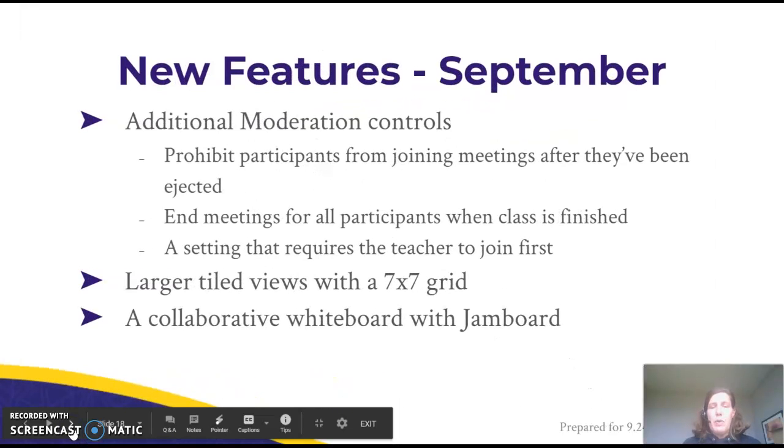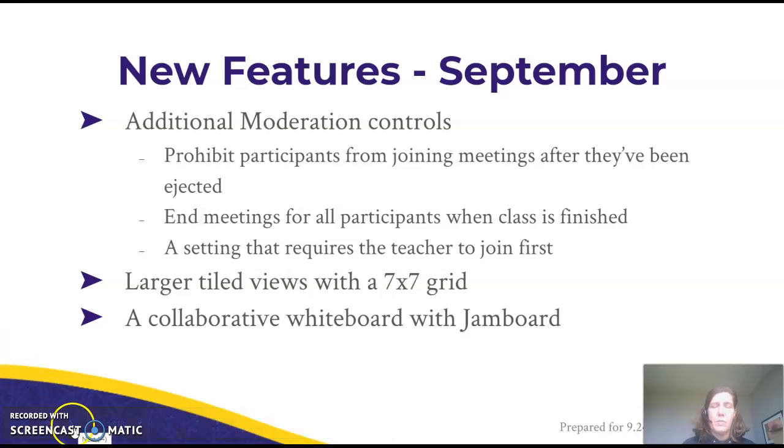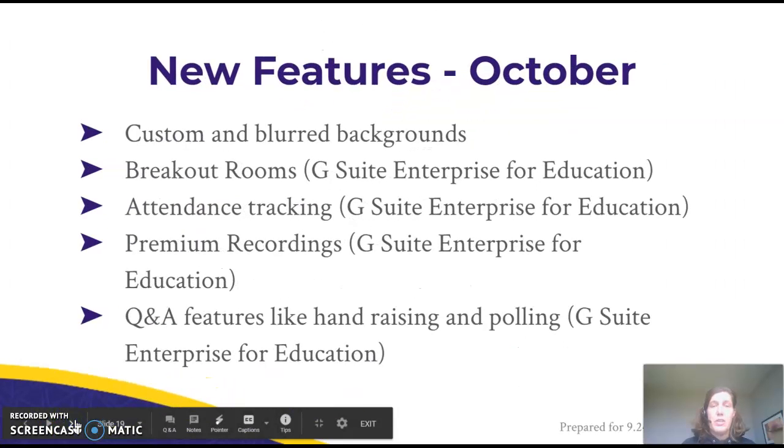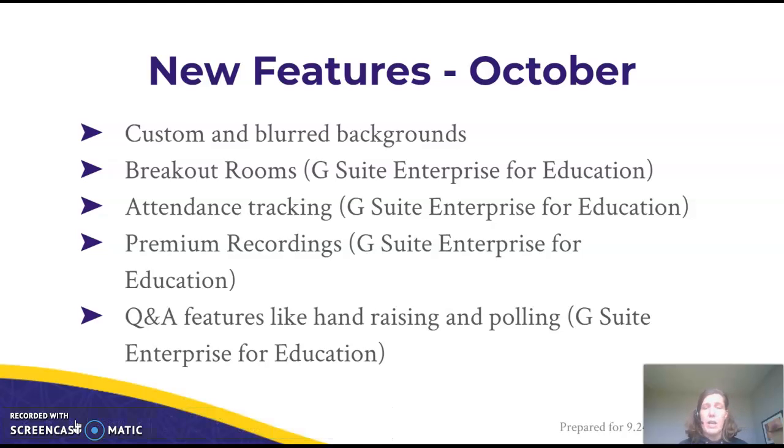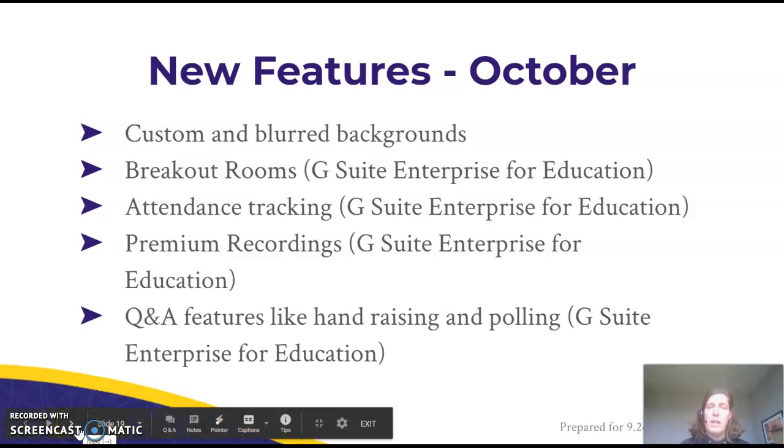Also expected in September are more tiled views. Every time I go in, it seems like we get more and more tiles down in the view in the bottom right corner. And then we're still waiting on a whiteboard from Jamboard to be integrated into Google Doc or Google Meets. In October, we're expecting backgrounds, breakout rooms, attendance tracking, better recording features, hand raising and polling. So we're all excited to see those roll out. Many of those will be in the Enterprise Edition, which we are subscribing to as a system this year.